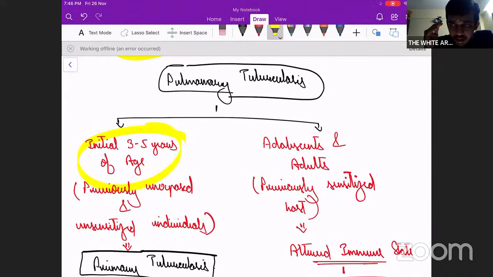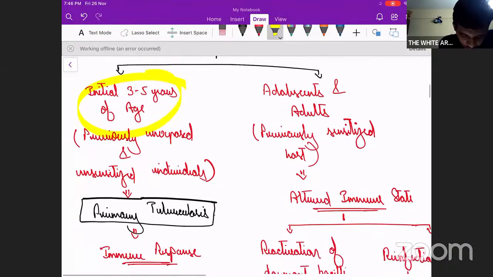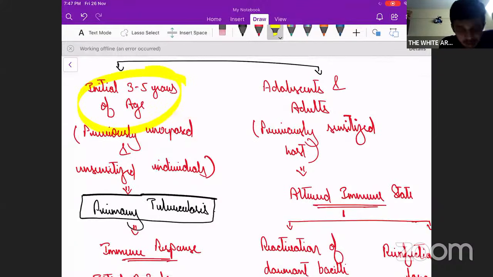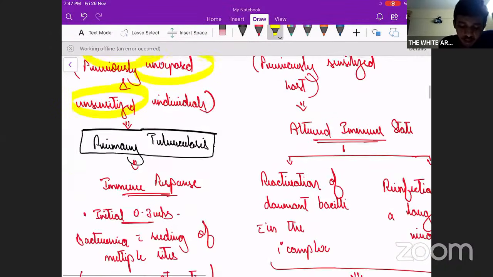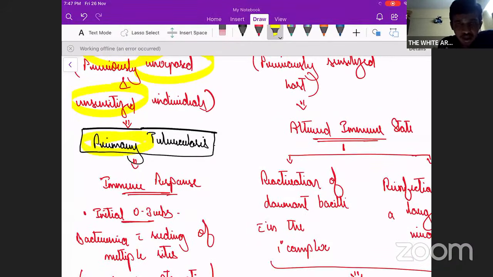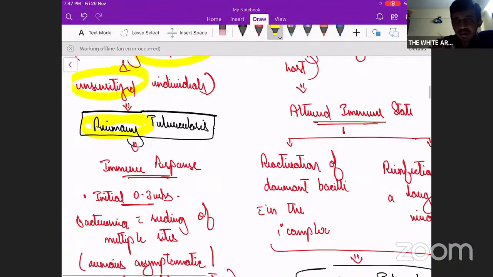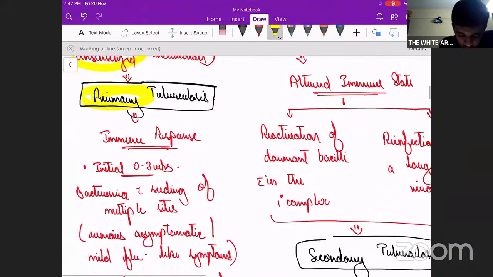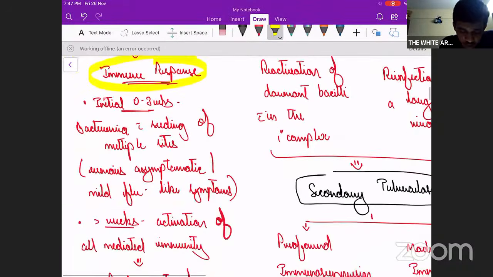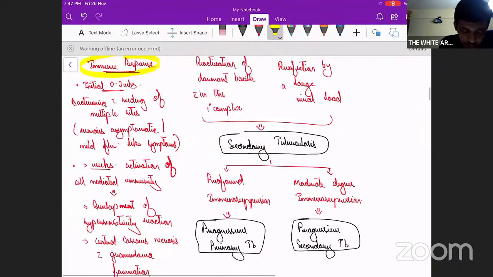But how the child responds to that infection, whether the child develops disease or not, depends on his immune system, correct? In the initial 3 to 5 years of age, the child is previously unexposed, so he is not sensitized to the bacilli. That is why we call it primary tuberculosis. Once the bacilli go into the lungs, there is an immune response. In the initial 0 to 3 weeks, there will be infection of the lung and there will be bacteremia.